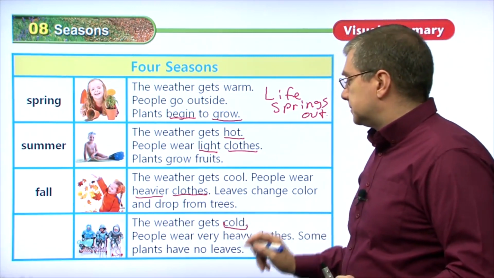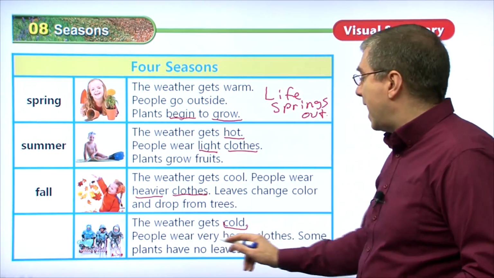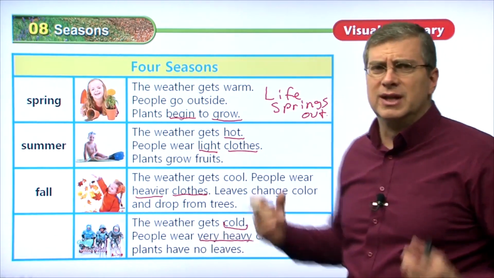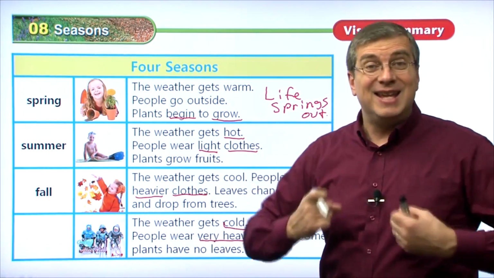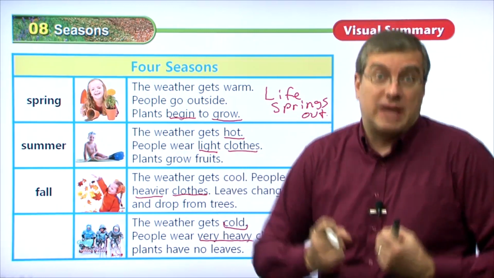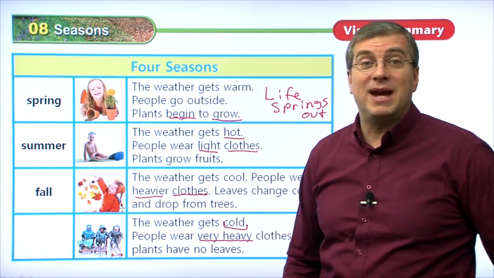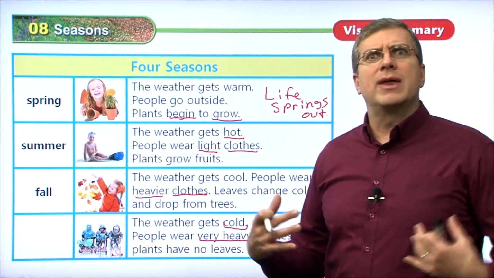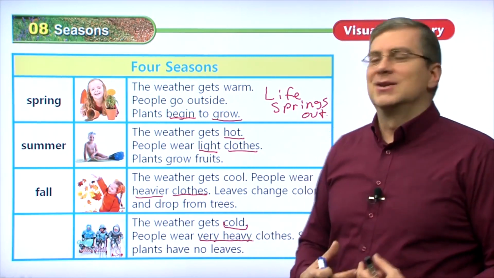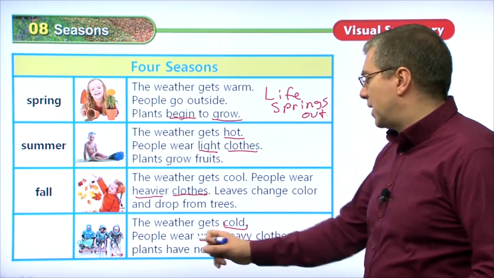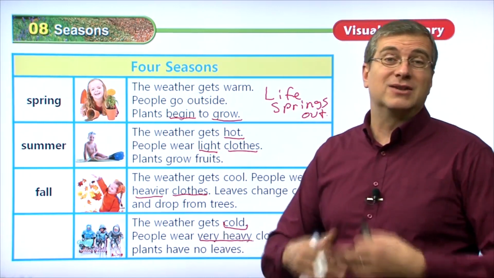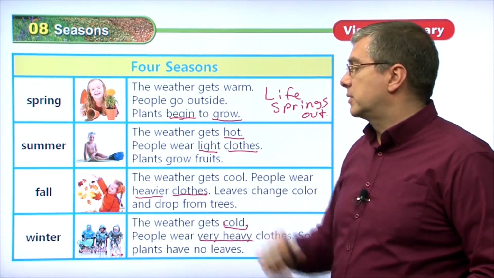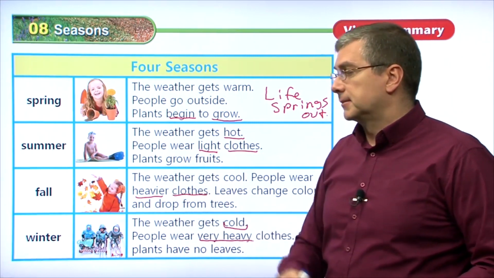And then the last season, the weather gets cold, very cold, right? Brr. Okay? People wear very heavy clothes. Heavy clothes, and you think about it, that is heavy, right? A big jacket, that's heavy, right? You're wearing heavy pants. Maybe some people wear two pairs of pants, right? All that clothing is heavy, right? So it's heavy clothes. Some plants lose all their leaves. Of course, we're talking about winter.